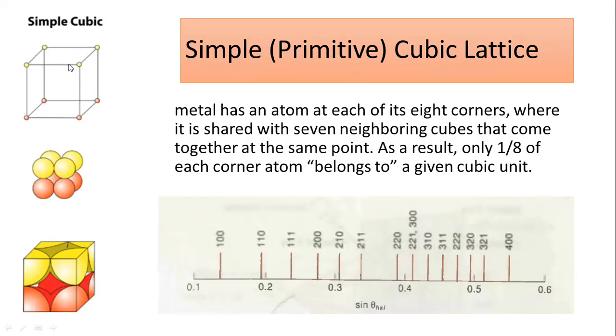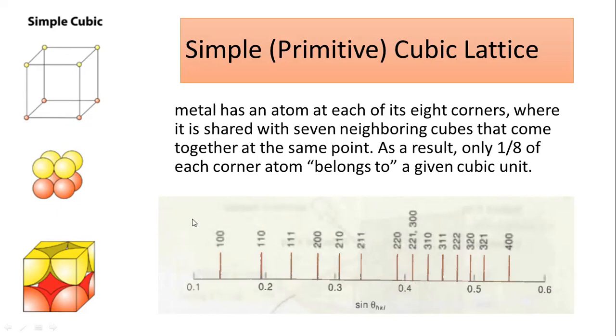And in this case, the metal has an atom at each of its eight corners. And there are eight corners: 1, 2, 3, 4, 5, 6, 7, 8. So each corner metal is shared with the seven neighboring cubes that come together at the same point. As a result, only 1/8 of each corner belongs to a given cubic unit.